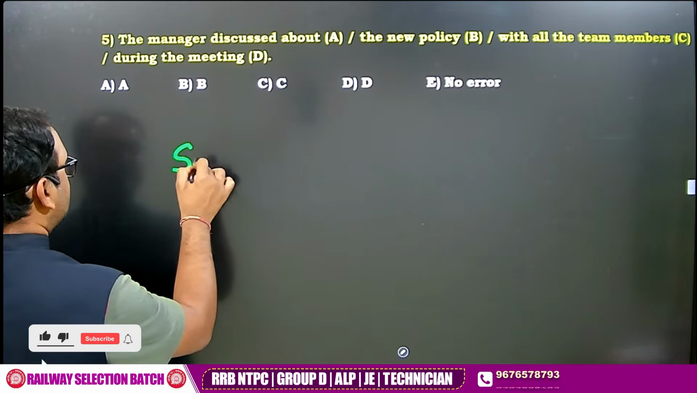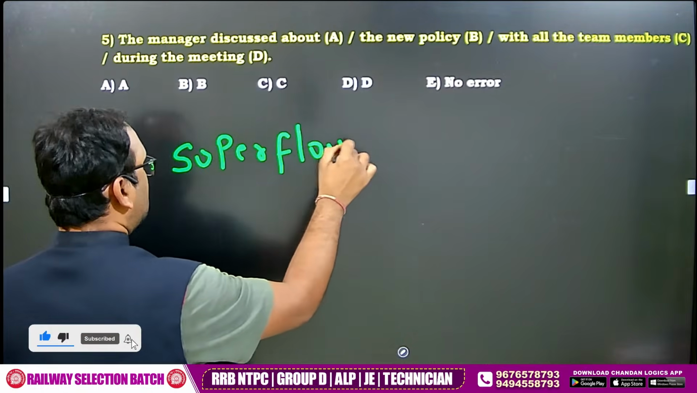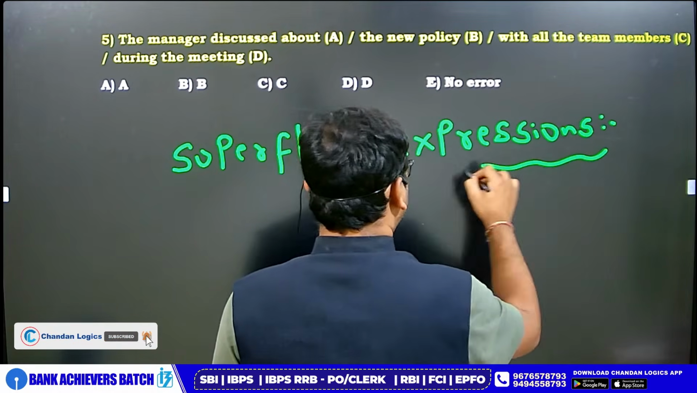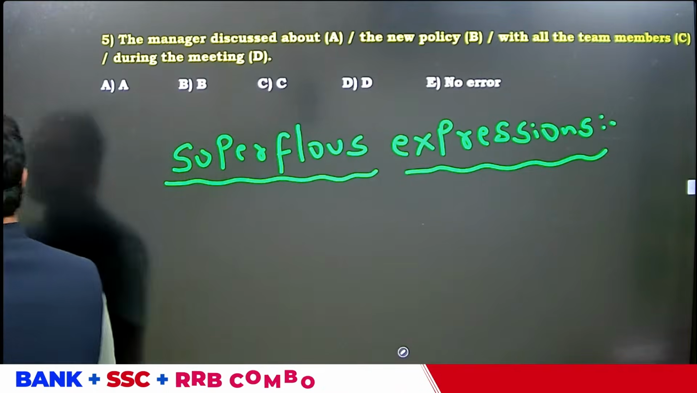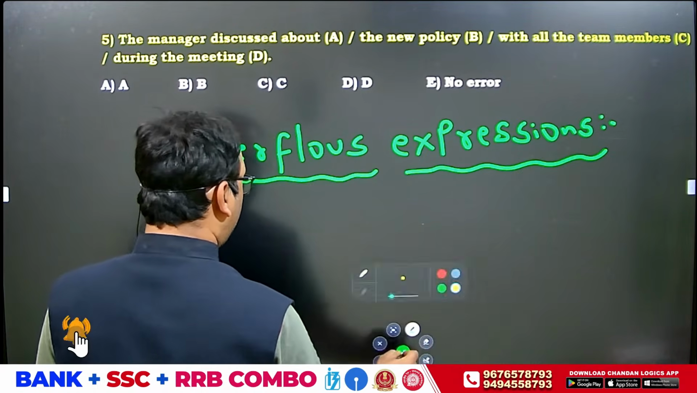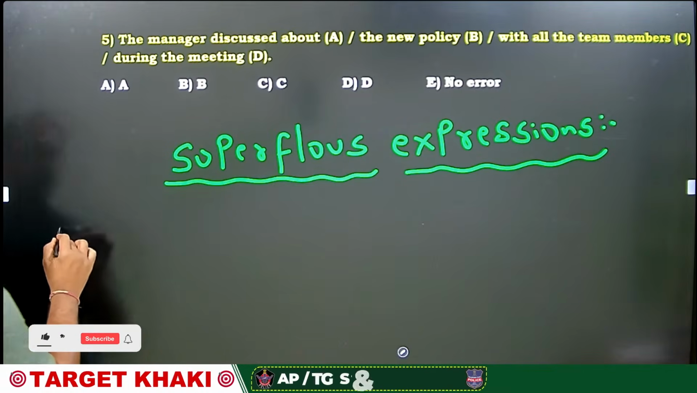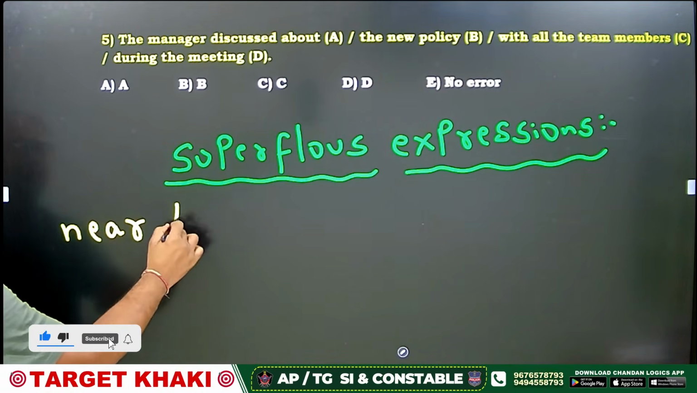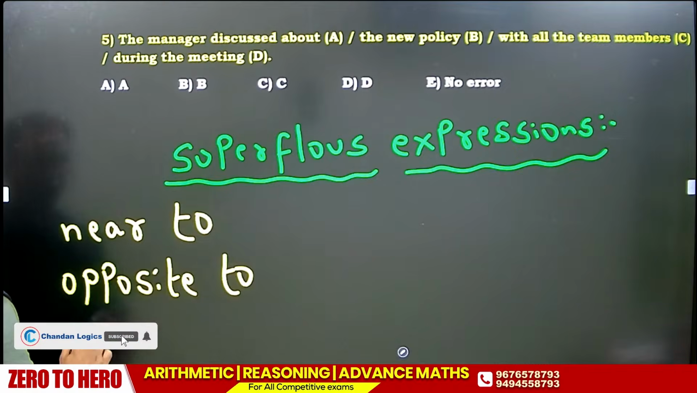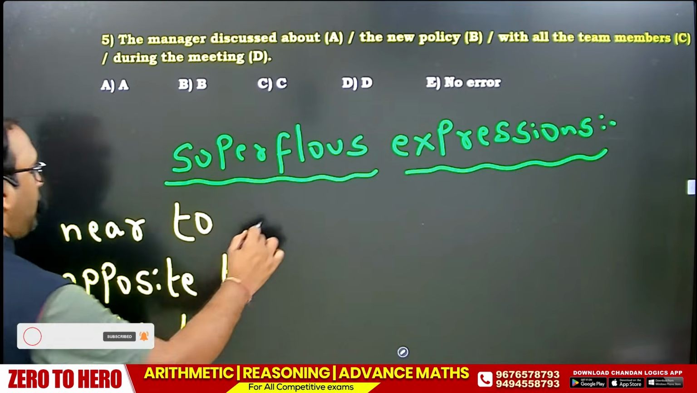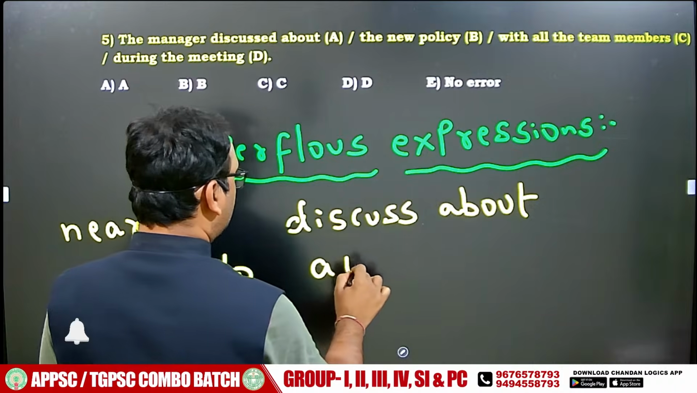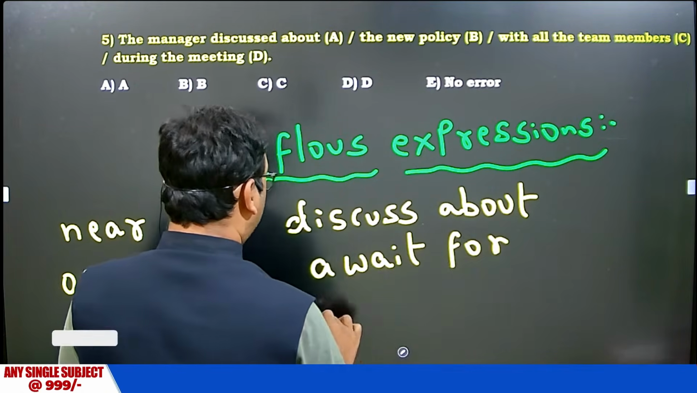In our English syllabus, we have certain cases called superfluous expressions. What is the meaning of superfluous? Superfluous means unnecessary, something extra, not needed, not required. In such cases, we don't have to use near to, opposite to, told to, discuss about, await for, comprise of.